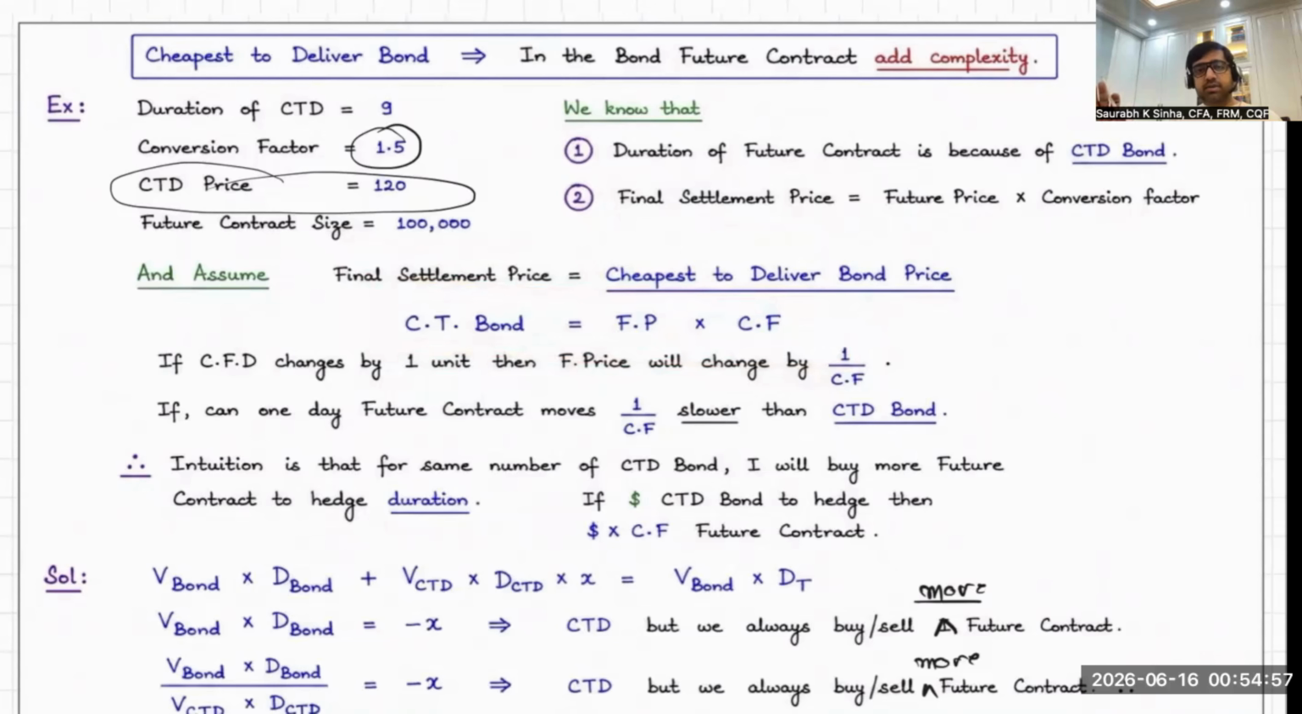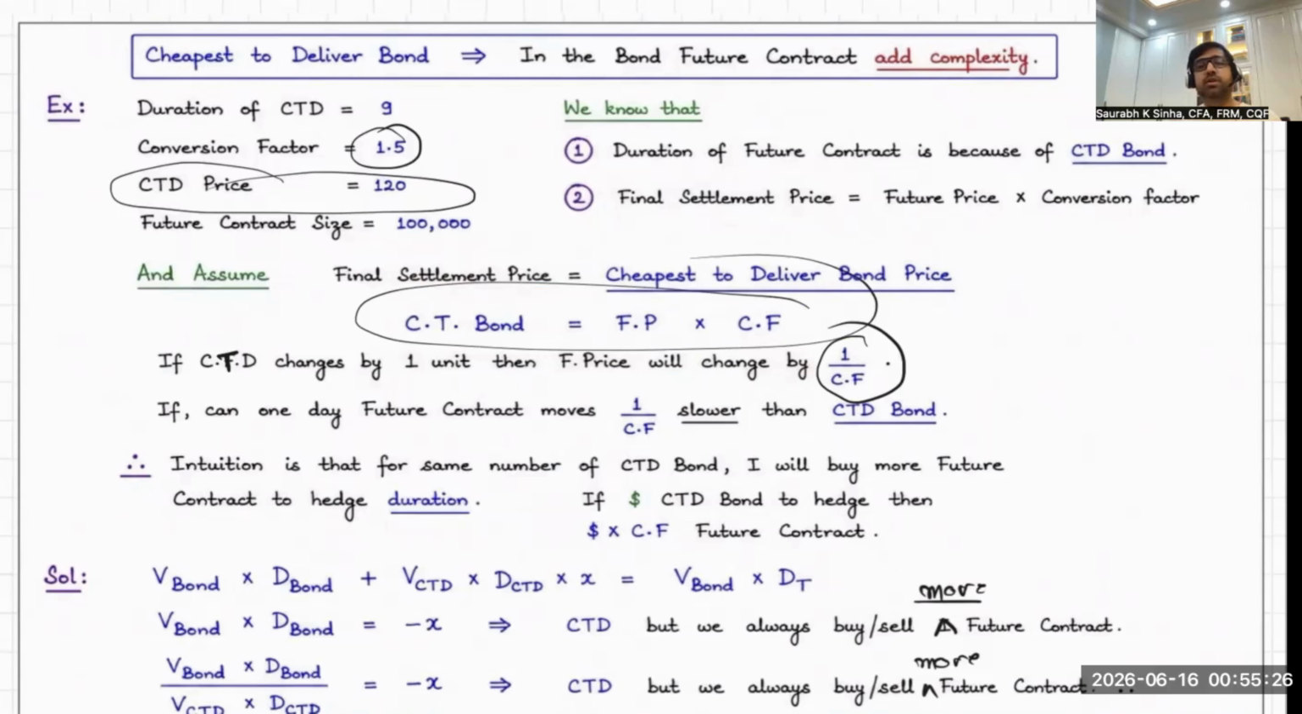Let it sink in and think about it. Cheapest to deliver bond price is equal to futures price into conversion factor, right? So if I ask you, if the cheapest to deliver bond changes by 1 unit, the futures price will change by how many units? You will say it will change slower. How much slower? It will change by 1 upon CF.